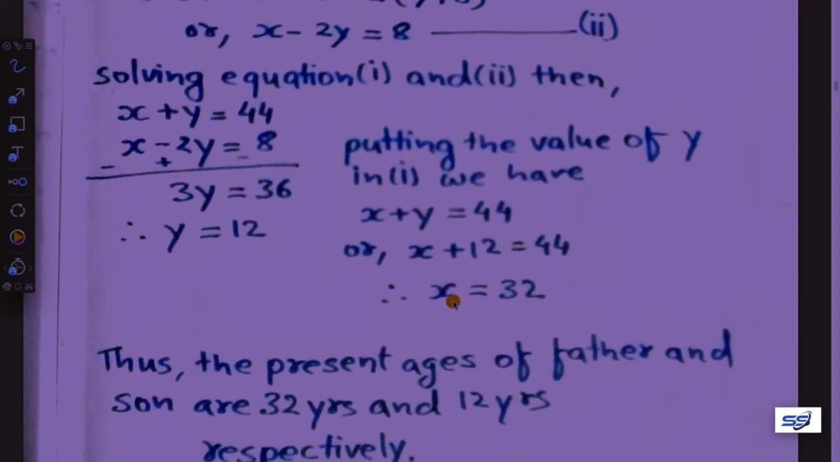Therefore, the value of x is 32 and the value of y is 12. It means the present ages of the father and son are 32 years and 12 years respectively. x equals 32 years is the age of the father and y equals 12 years is the age of the son. In this way, we can easily calculate the age of father and son.